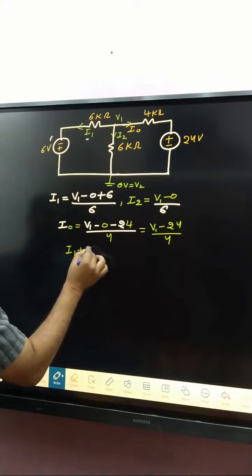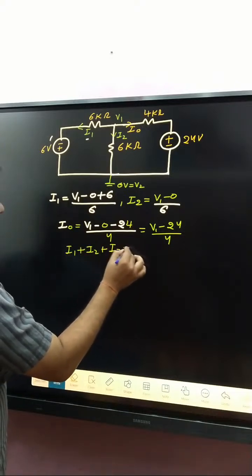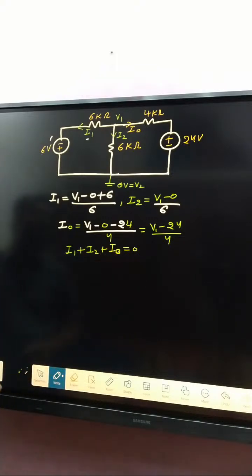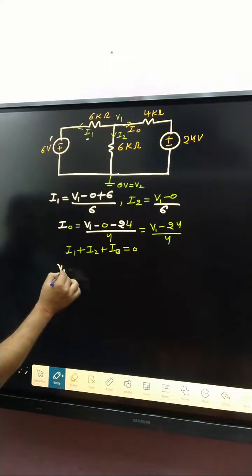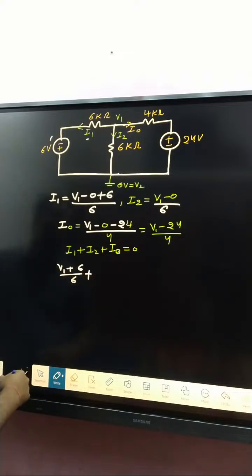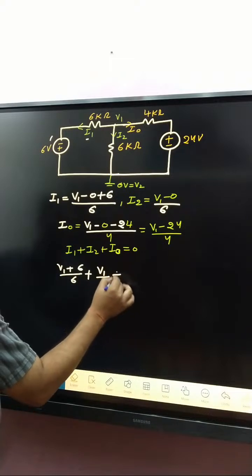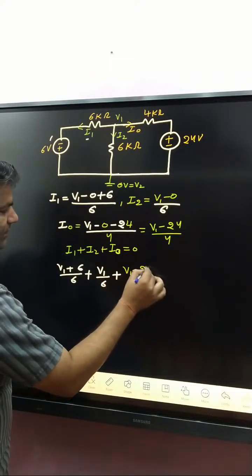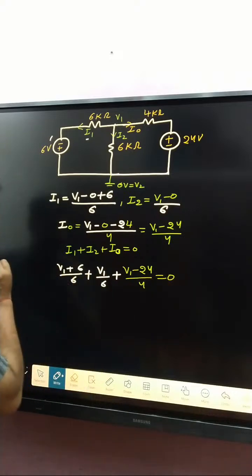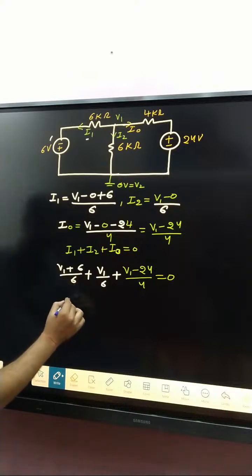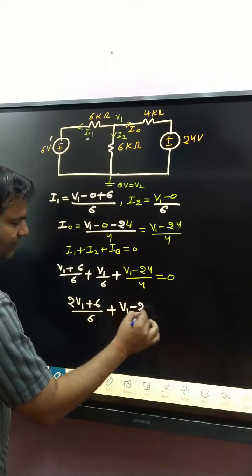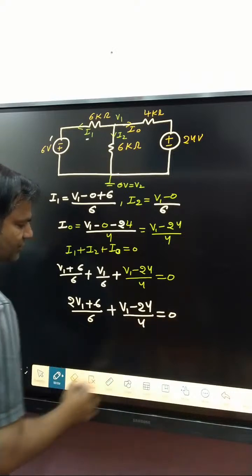So I1 plus I2 plus I0 is equal to 0. Put these values. I1 is V1 plus 6 divided by 6. I2 is V1 by 6. And I0 is V1 minus 24 divided by 4. This is equal to 0. Solving these two, we get 2V1 plus 6 divided by 6, and the other one is V1 minus 24 divided by 4, equal to 0.